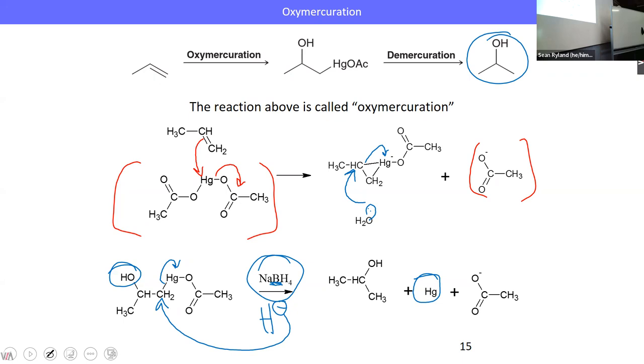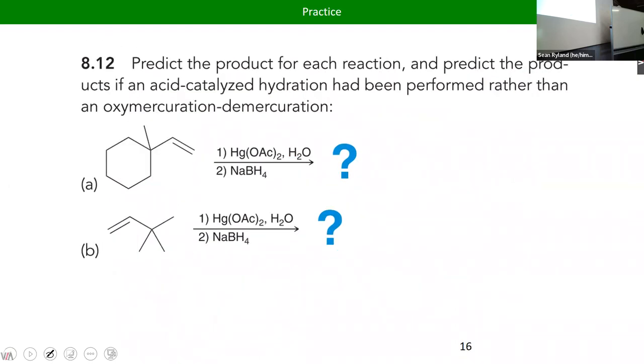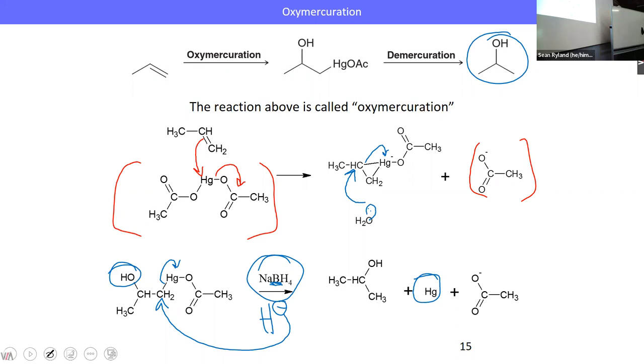But again, this second step, the demercuration, we're not going to spend as much time on because metals get really weird when it comes to reduction reactions. And basically, the second step is just there to get rid of the mercury. So why this winds up being really helpful is because it gives us the same reaction but through a different mechanism, and this mechanism doesn't have a carbocation.